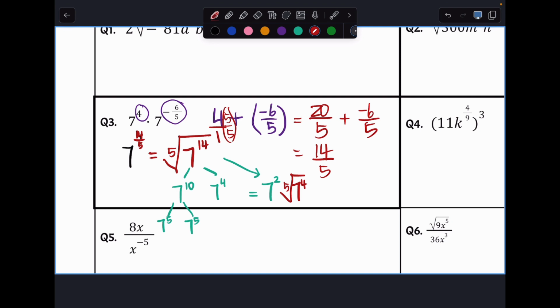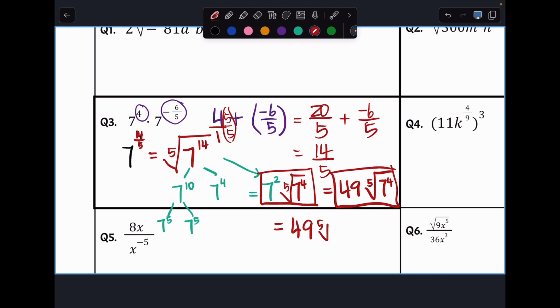If you get to this and you box it, I will consider that correct, and that's sufficient. Okay? If you want to change 7 to the 2nd power to 49 and put 49 5th root of 7 to the 4th power, that's fine too. And if you do want to go a little further and say 49 5th root of 2,401, I think that was it, that's fine too. Does anyone need me to tell you how I got 2401? You know how I got it, right? I hope. Okay. Questions? Yeah.